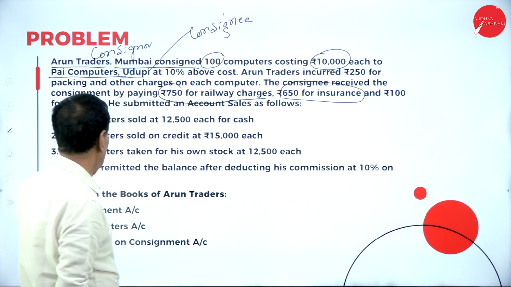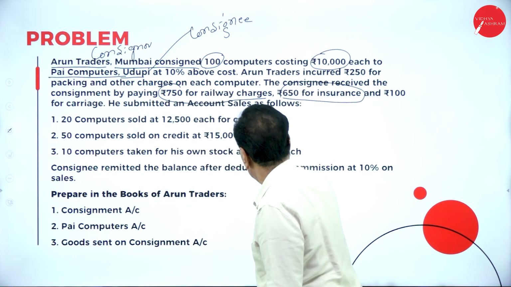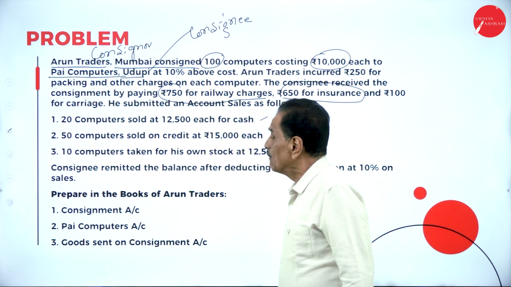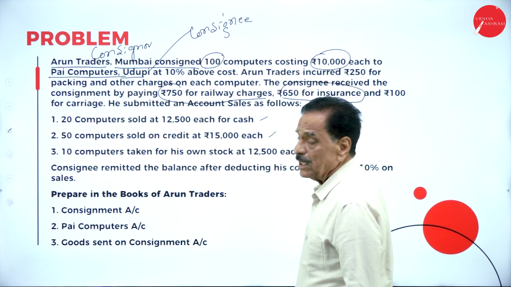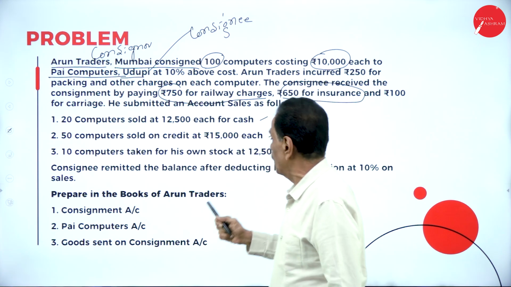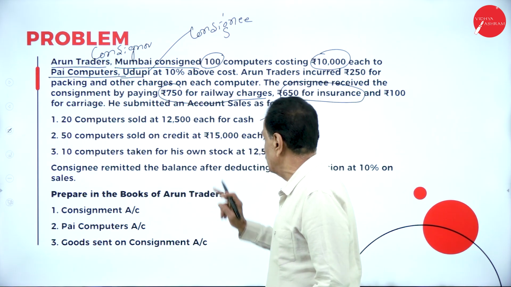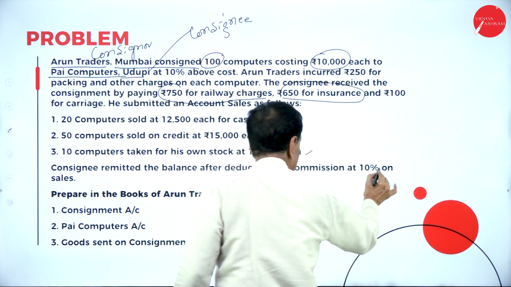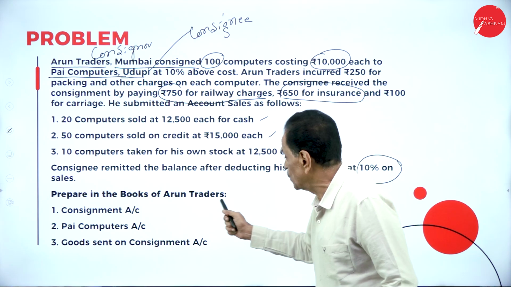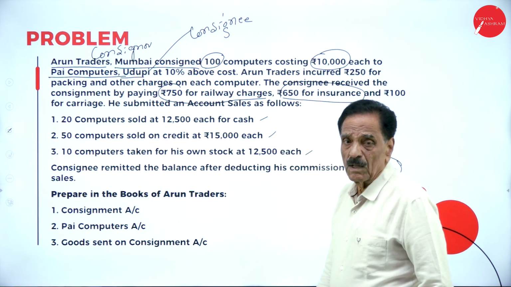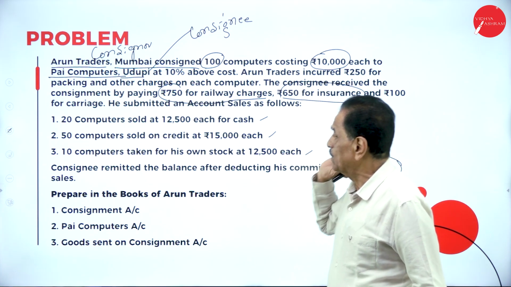He submitted the account sale. 20 computers sold at rupees 12,500 each for cash. 50 computers sold on credit at 15,000 each. 10 computers taken for his own stock at 12,500 each. Consignee remitted the balance after his commission of 10% on sales. Prepare in the books of Arun Traders the consignment account and goods sent on consignment account. So this is the problem.